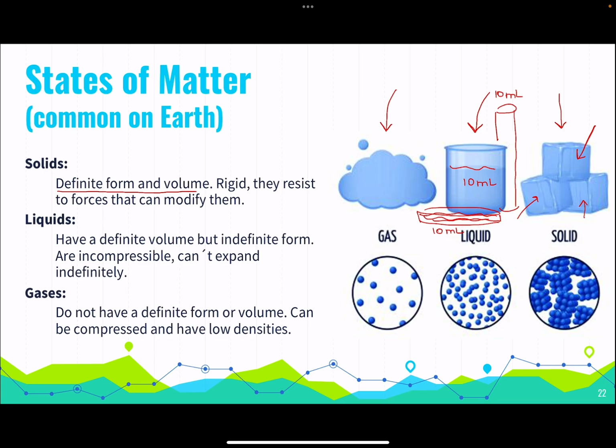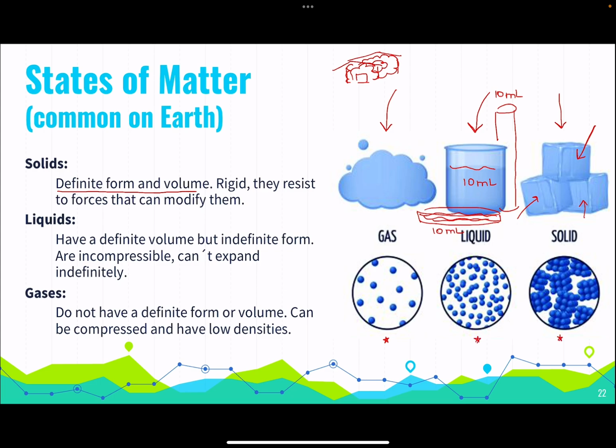That's what happens, for example, if we have smoke. If we have smoke in a room, it will take the shape of the room and it will take it all, right? But if we open another door to another room, it will also expand and it will take the shape of my whole house and also the volume of my whole house. So let's see these drawings over here.